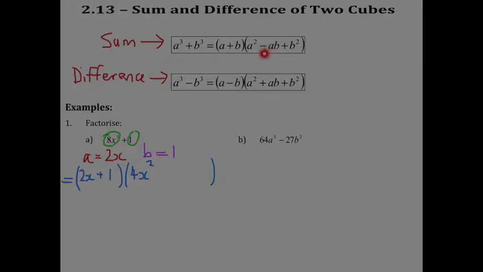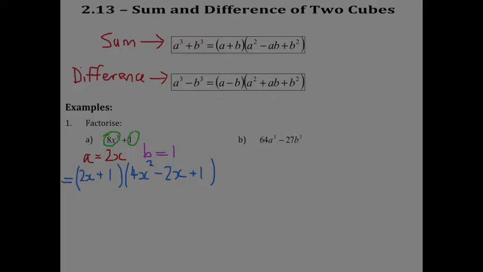Now the formula says put a minus sign. Then it says times a and b together. Well, a is 2x and b is 1. 2x times 1 is 2x. Then the formula says look at the b number and square it. Well, the b number is 1, and 1 squared is 1, and there's a plus sign in the formula there. So we write plus 1. Finished. That's factorized my sum of two cubes as far as I can take it.